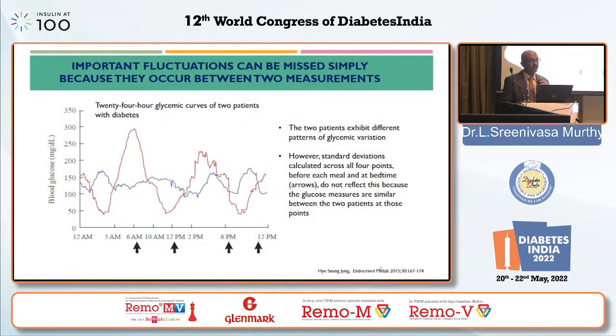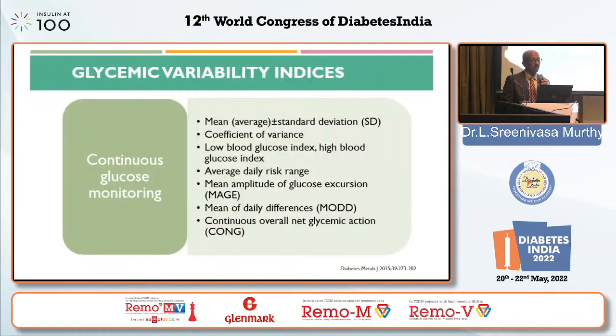So the standard deviations, when you calculate across these 4 points which are seen before each meal and at bedtime, do not reflect this variability, and these glucose measures are similar between the two patients which you see in two different colors when it comes to the A1C, but the actual picture is this, which is picked up by your CGM.